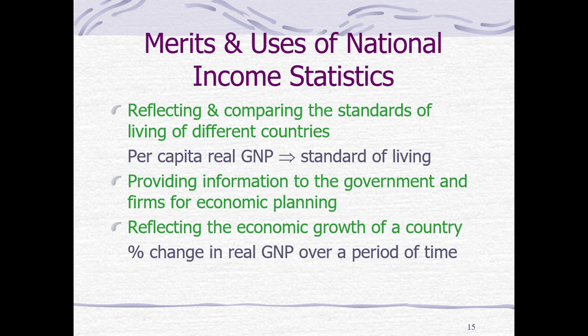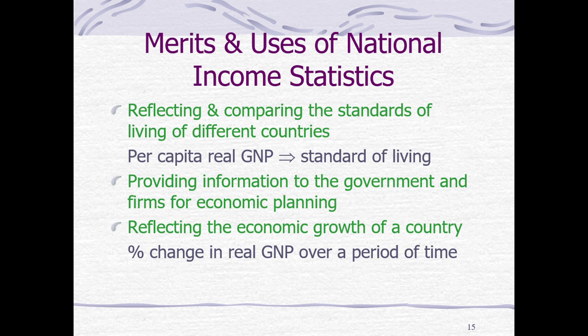So if we compare the per capita income of Ghana to Nigeria, and we realize that Ghana's per capita income is lesser than that of Nigeria, we can confidently say that Nigeria is doing better than Ghana. So it helps in comparing the standard of living of two countries. That is how the United Nations can say that the United States of America is doing better than Ghana, because their per capita income is far higher than Ghana's.